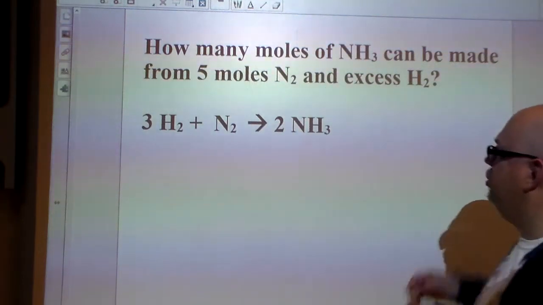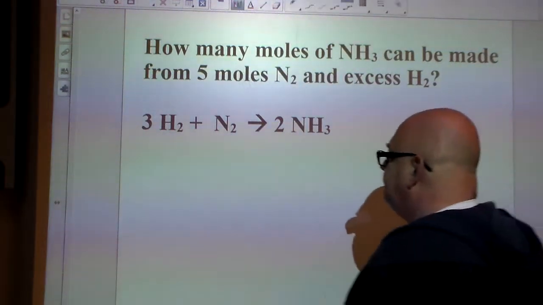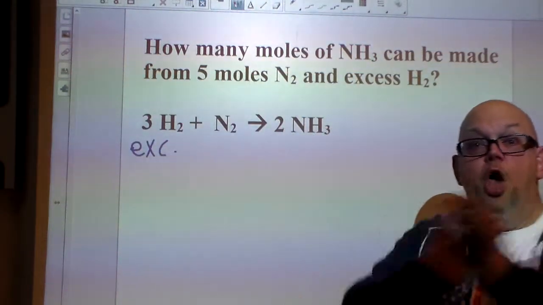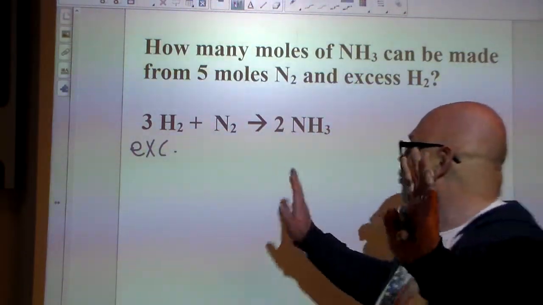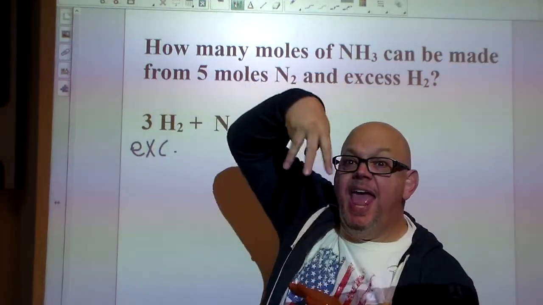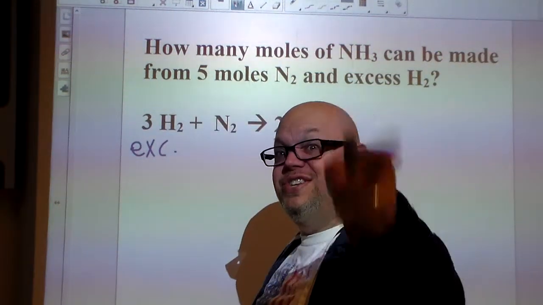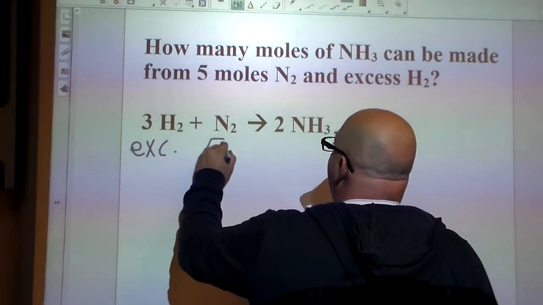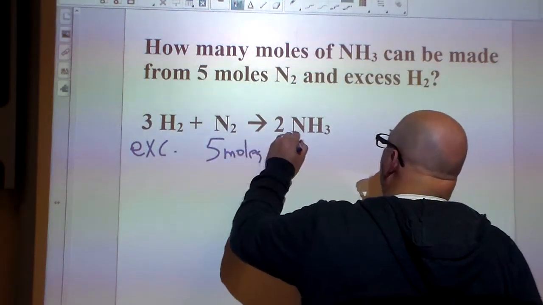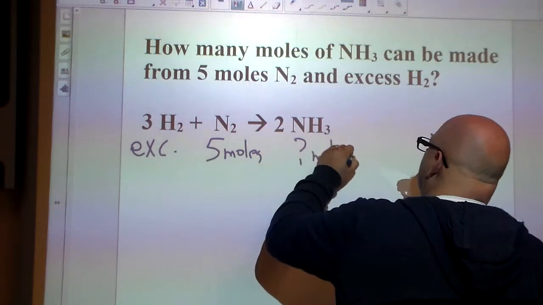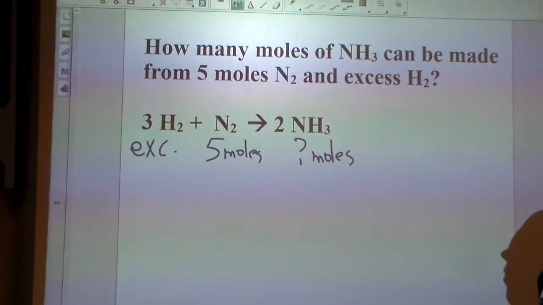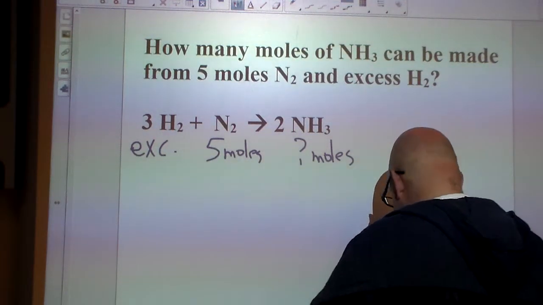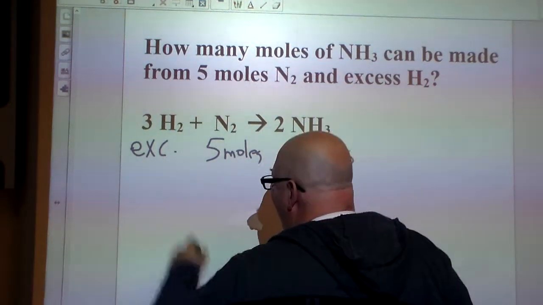So how many moles of ammonia, NH3, can be made from 5 moles of N2 and excess H2? So here's our excess. And again, excess means we have way TMS, too much stuff. Now the N2, they gave us 5 moles of that, but we need to know how many moles of NH3 we are going to get with this. Okay, fine. Not a biggie.